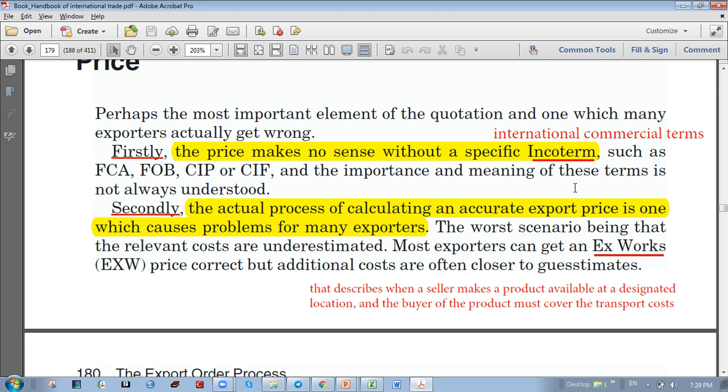Price is linked to international delivery terms. In this case they call it Incoterm. What does Incoterm mean? International commercial terms, such as FCA. What does FCA mean? FOB. What does FOB mean? CIP. What does CIP mean? CIF. What does CIF mean? We can see these words in the table. There are more than these words, but this is an example.